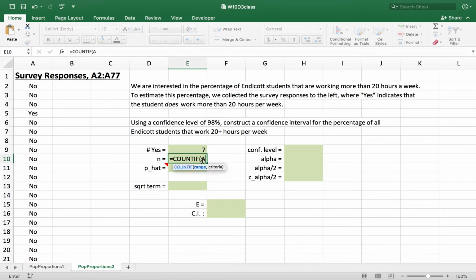All right, COUNTIF A2 to A77. The criteria is putting a little asterisk inside of your quotes. This is a shortcut that just says count up any cells with any text in them. So we have 7 out of 76. In this case, to get p hat, we're going to take the number of people who said yes divided by the total. We're looking at about 9%.